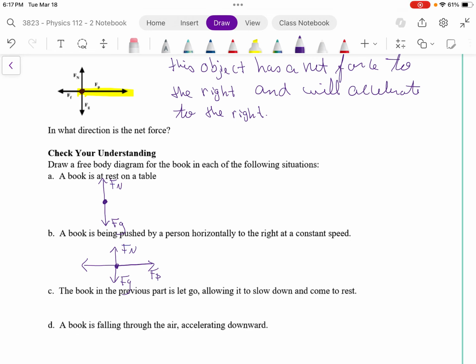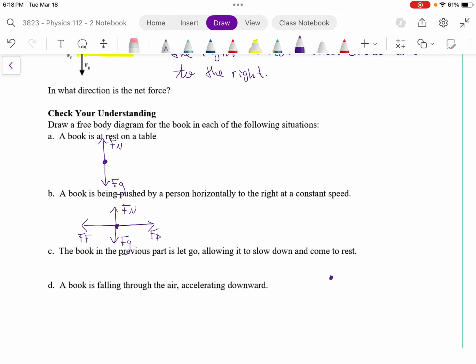Now see, the book in the previous question is let go. So when we let go of the book, that means we are going to lose the applied force. So we still have gravity pulling us down. We still have the normal force pulling us up. We no longer have the applied force, but we do still have the frictional force. And we see that we have a net force to the left, and that makes sense because the object is slowing down to a stop.